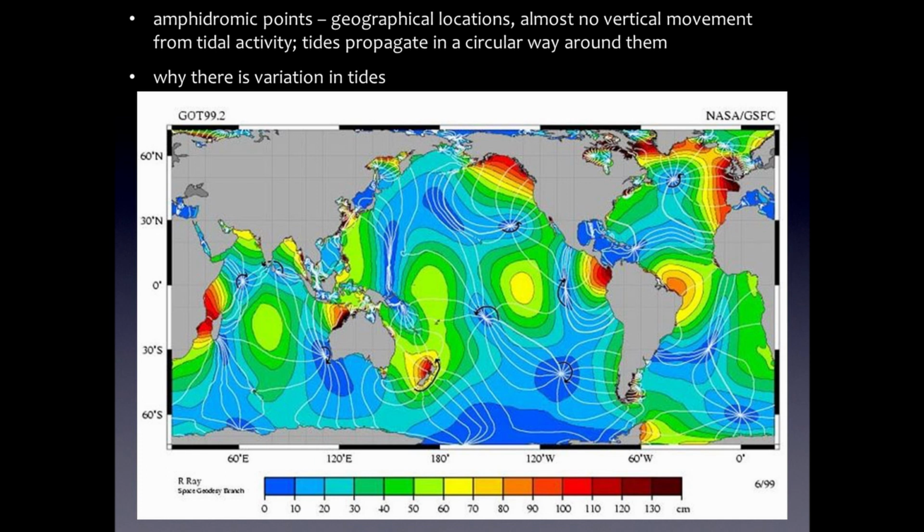And what we see is tides propagate in a circular pattern around them. This is why there's a variation in tides. This is why in some areas you might have a tidal range that is 10 meters. In other areas you might have a tidal range of 2 meters or a meter, even less than that. Amphidromic points occur due to the Coriolis effect. We all love the Coriolis effect by this point. And interference from ocean basins.